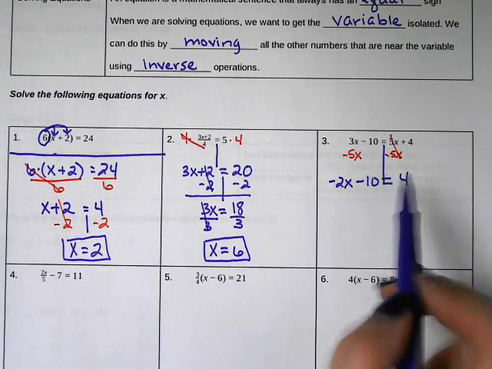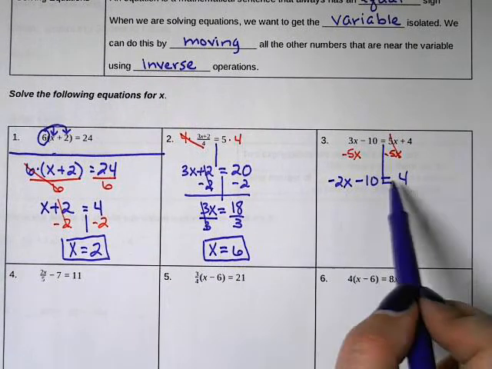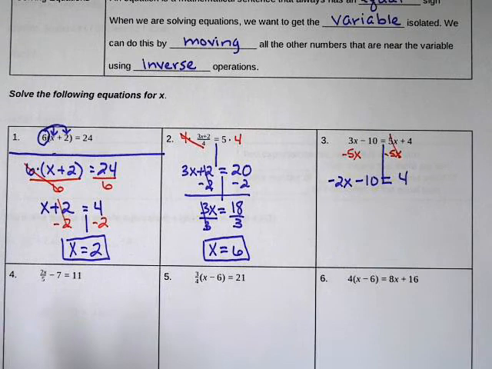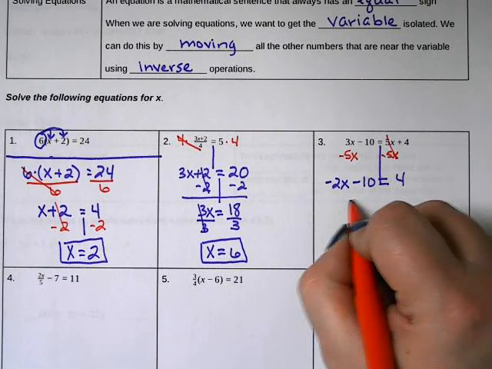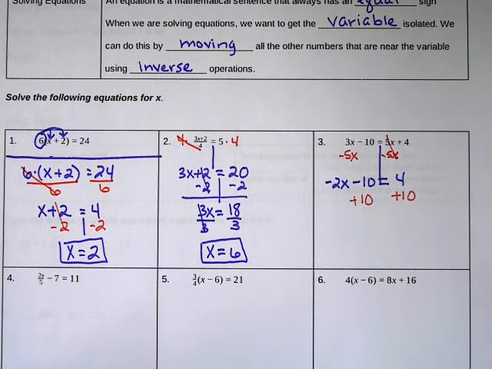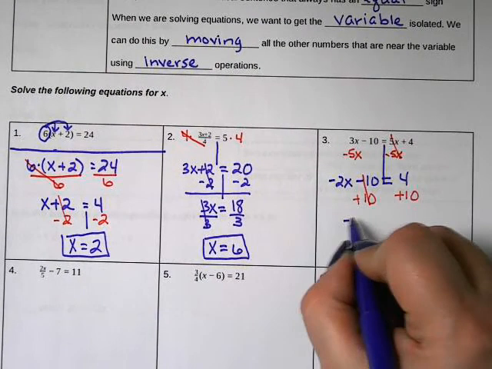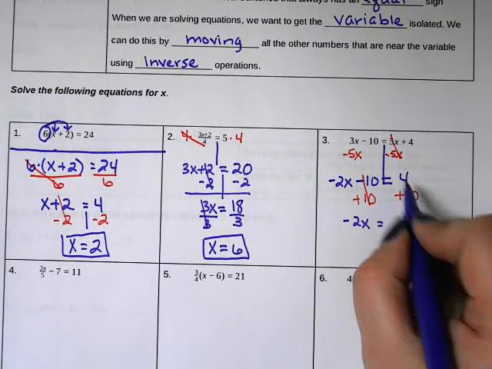Now this problem looks exactly like this one did over here. Now it just looks normal because there's variables on one side. So next I'm going to go ahead and get rid of this 10. So I'm going to add 10 to both sides, which means these ones will cancel. And I'm left with negative 2x equals 14.